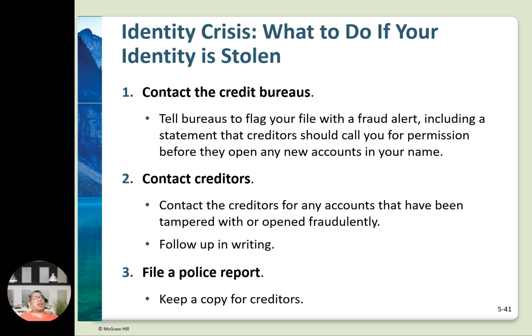Number 1, contact the credit bureaus. Tell the bureau to flag your file with a fraud alert, including a statement that creditors must call you for permission before they open a new account in your name. Number 2, contact creditors. Contact the creditors for any account that has been tampered with or opened fraudulently. Follow up in writing. Number 3, file a police report. Keep a copy for the creditors.